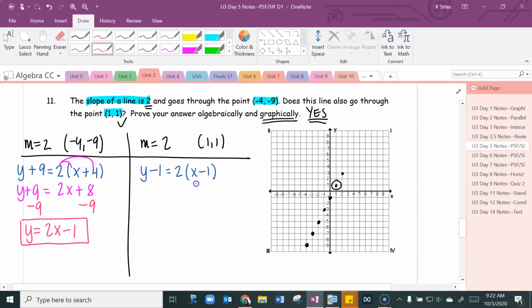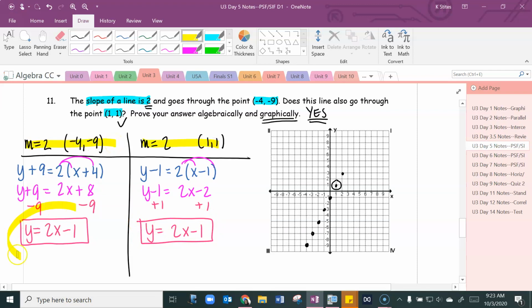Now I'm going to do the same thing for this problem. Distribute to 2x minus 2, and I'm going to add my 1 over, and look what happens. I actually get the exact same equation. So even though I did PSF with these 2 different points, we got the same equation of the line. Since they're the same, it means that yes, that line will go through both points.